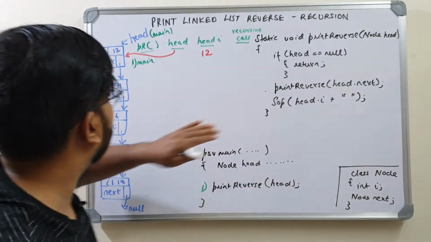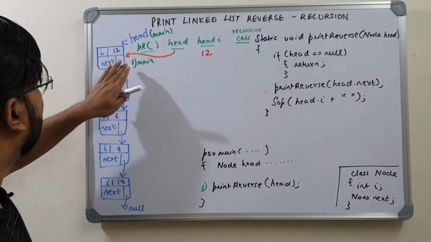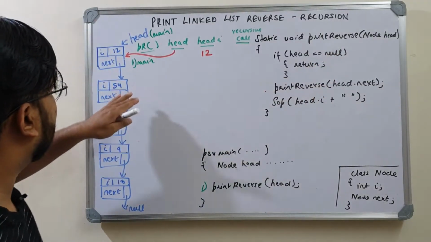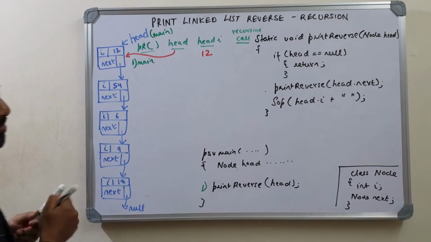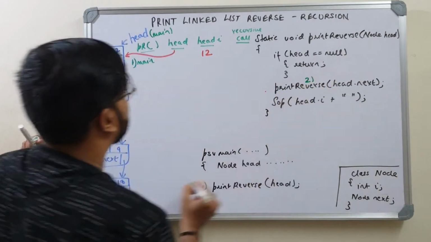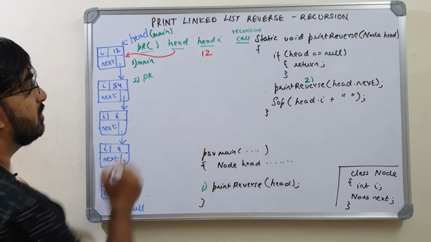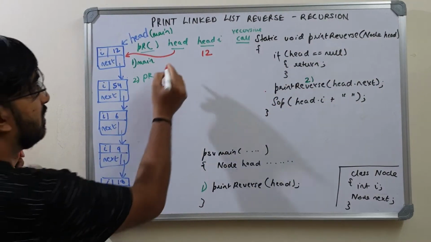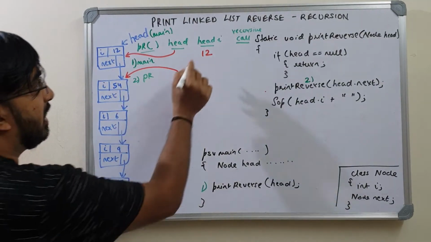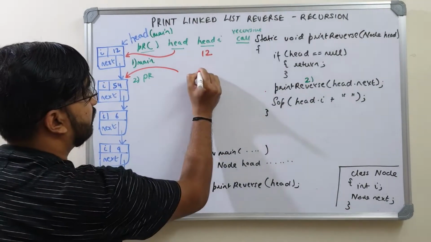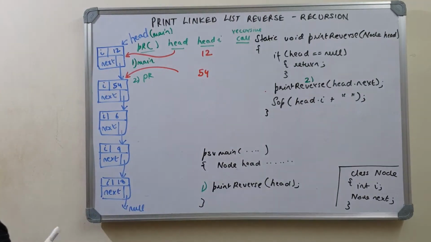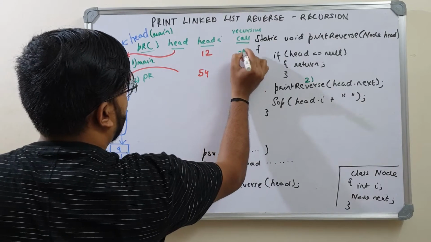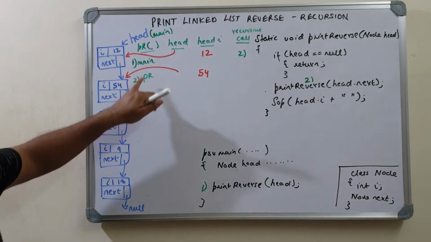Head in the method is pointing here, head.next is pointing here. So the next call to printReverse takes the head pointing here. So call number 2 to printReverse is from printReverse. You come inside this method where head is pointing to this location. Head.i is the value of i at this head, which is 54. And this call number 2 is the recursive call from 1, because you're calling this from here.